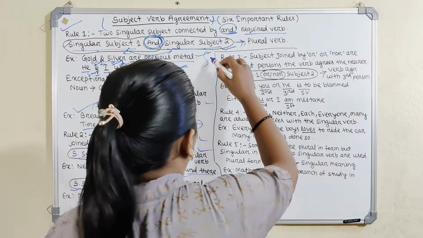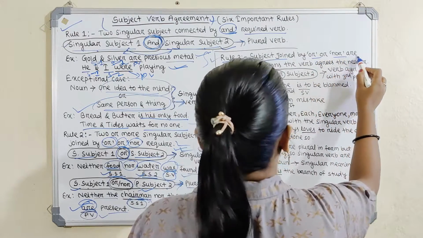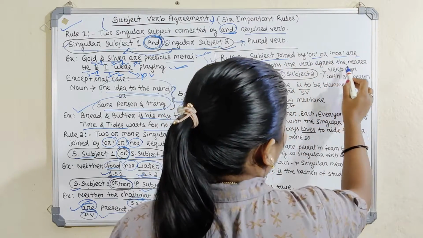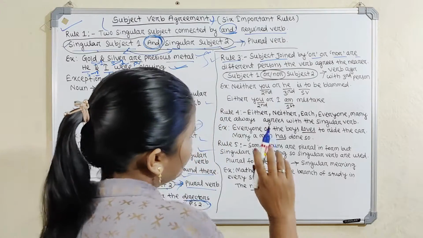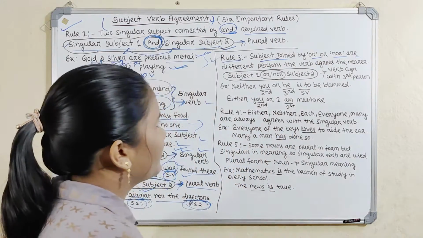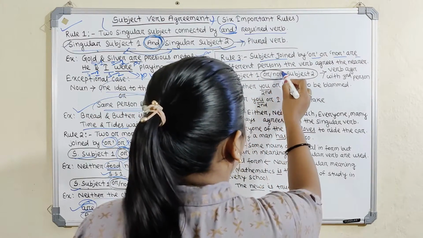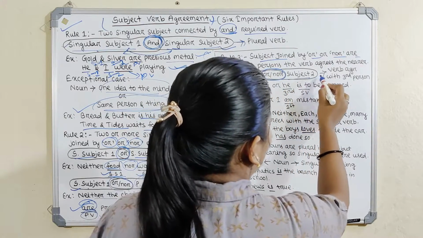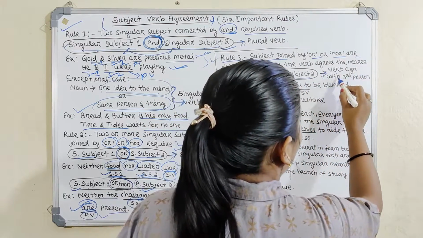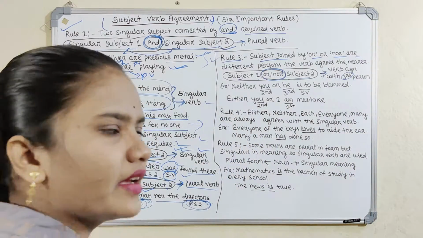Let's move to the third rule, that is rule 3. Subjects joined by or nor that are of different persons: the verb agrees with the nearer one. If the subjects are joined by or nor and are of different persons, the verb agrees with the nearer. Like this, subject 1 or nor subject 2, it means the verb agrees with the nearer subject.